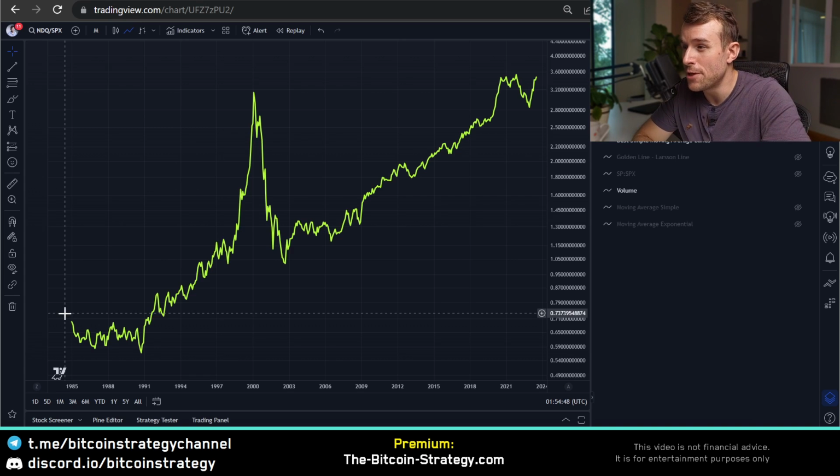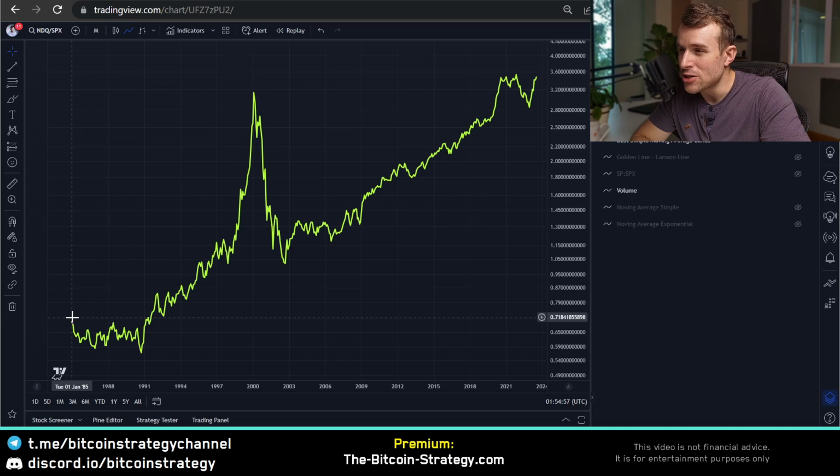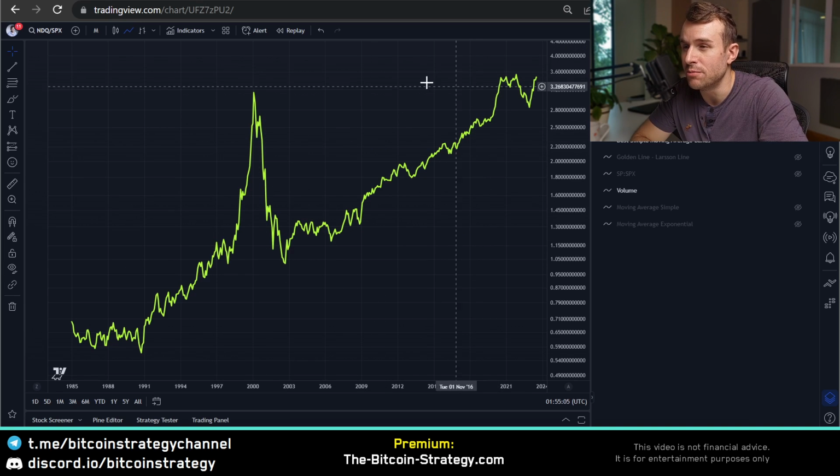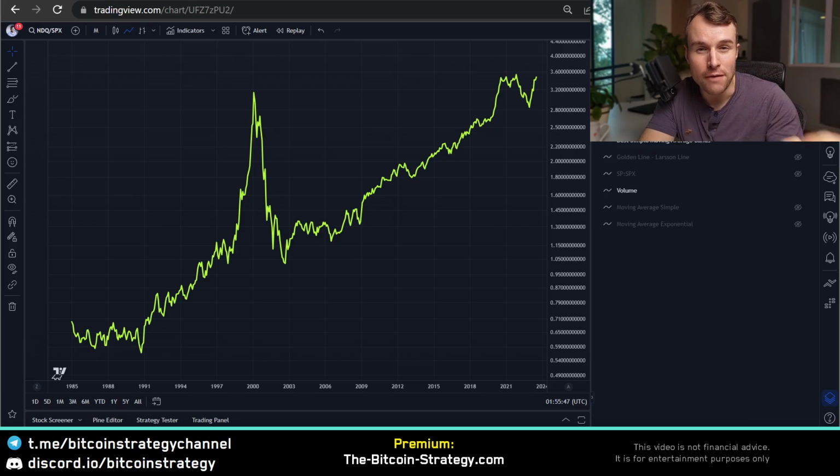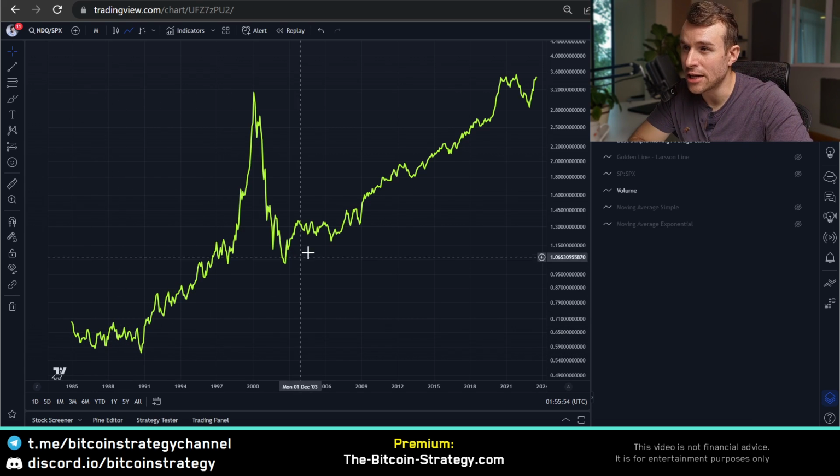Let's start off with this chart. It begins in 1985, so that's almost 40 years of data. And it's something you very likely have never seen before. This is the Nasdaq divided by the S&P 500. So it shows the relative performance of tech stocks to the rest of the market, on a very, very long-term scale. And obviously we see how the tech stocks outperform the rest of the market over time.